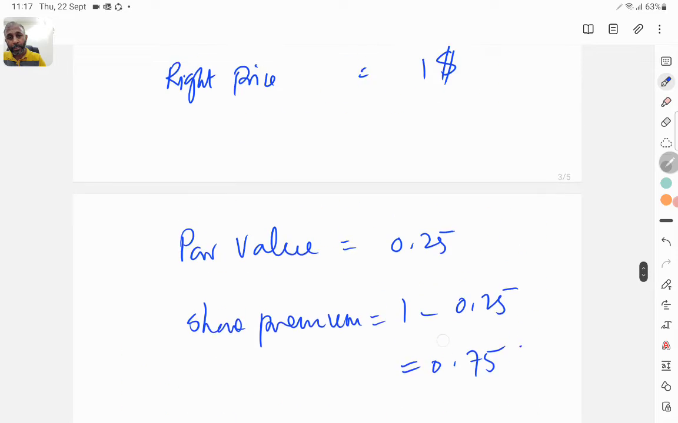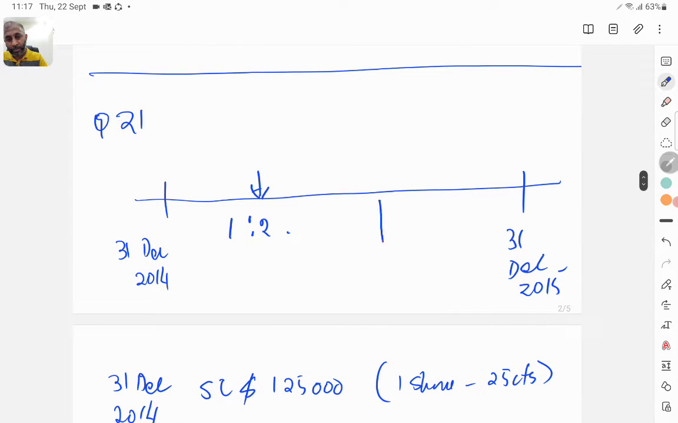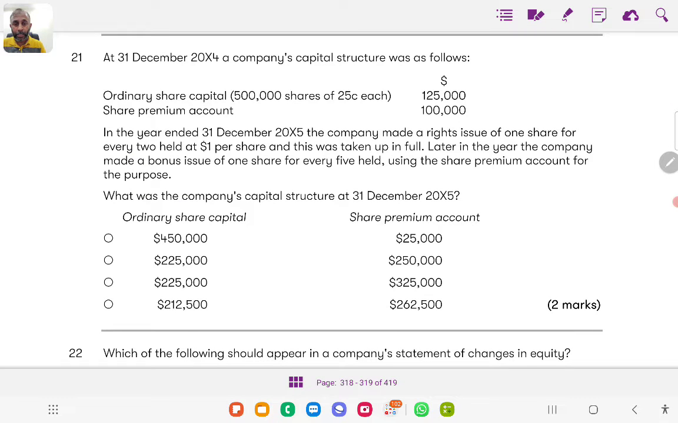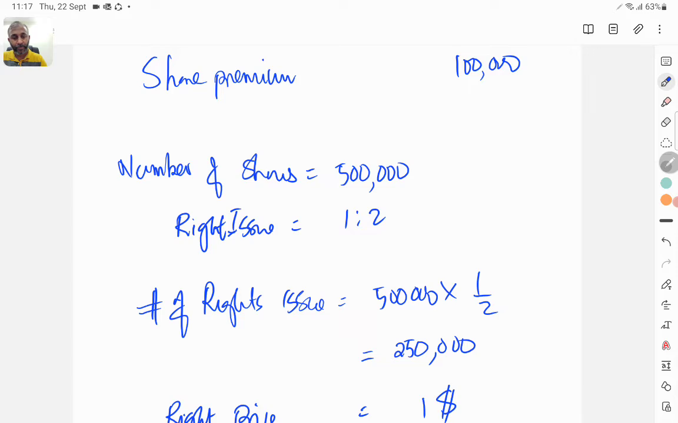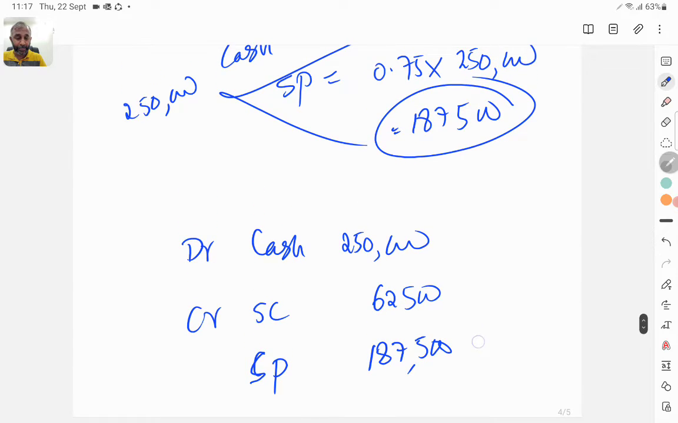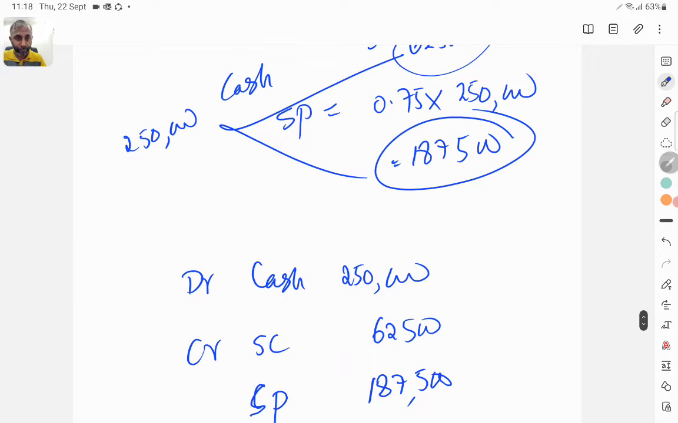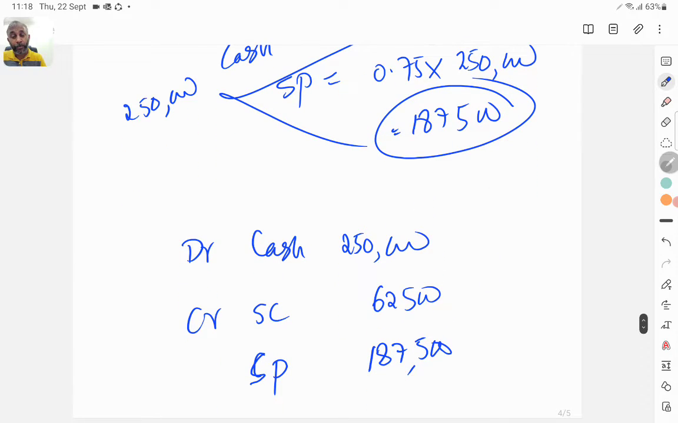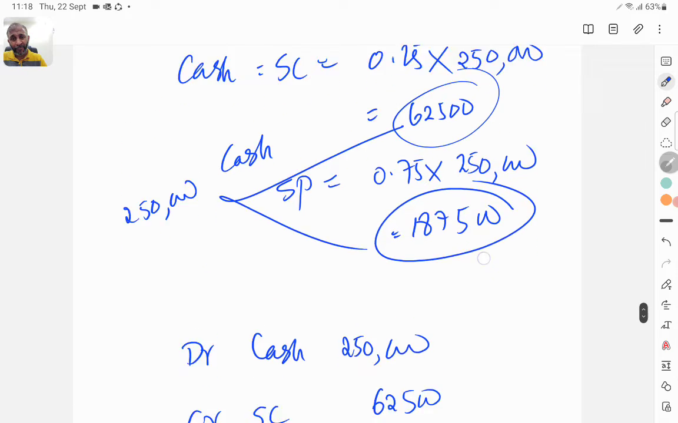Now what happens? Now they are issuing a bonus issue. So let's say somewhere here, this is rights, bonus. Bonus, what do they do? They say 1 for every 5. So bonus issue 1 for 5. We should first work out the number of shares. So we received 250,000 shares. So already I have 500,000 shares.